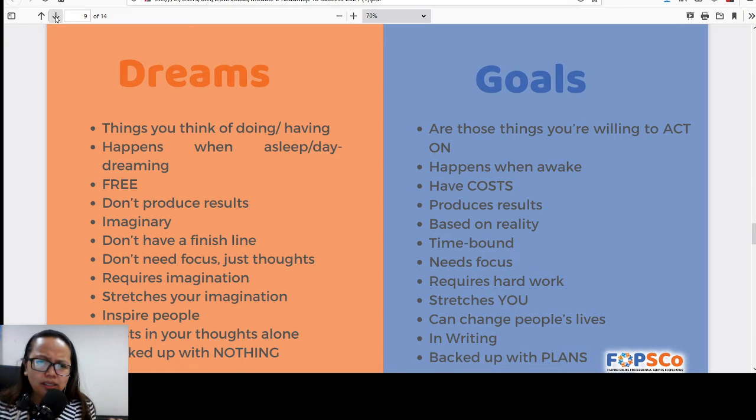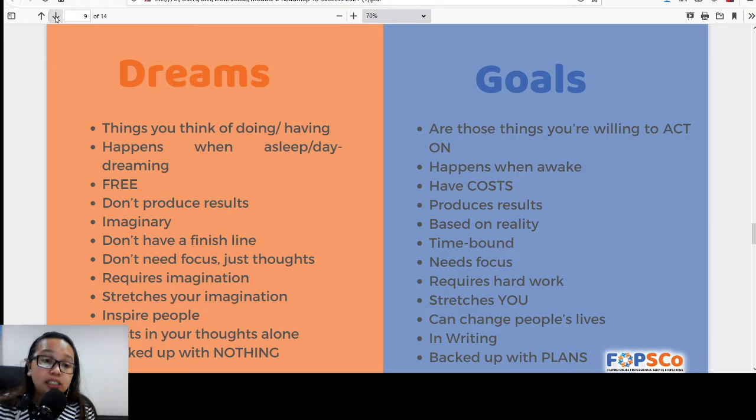When we say dreams, these are things that you think of doing or having. You desire this thing, you want to have this thing. So these are all in your mind. This happens when you're asleep or daydreaming. Of course, when we're asleep, we think of our favorite things. As the song says, these are a few of my favorite things. And sometimes we daydream when we see, let's say, a beautiful house, a beautiful car, or someone with a love life, and you don't have one. Just kidding. You tend to daydream, oh, I hope I will also have this type of car, house, love life, relationship, children. So we daydream.